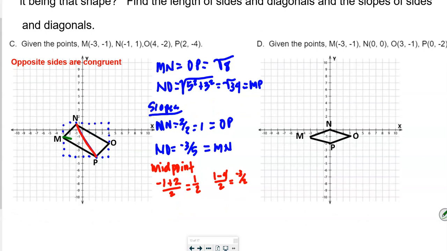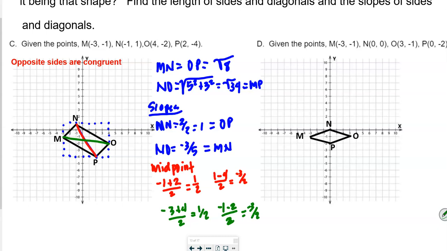So let's see if it's the same for the midpoint of the other diagonal. So now we're going to look at MO right there. Okay. So we're going to do the same thing with M. So we're doing -3 and O plus 4 divided by 2. That's 1/2 again. So at least our x values for sure are the same. Now let's look at the y. That's -1. O is -2 divided by 2. So that's -3 over 2 as well. So our midpoints check out.